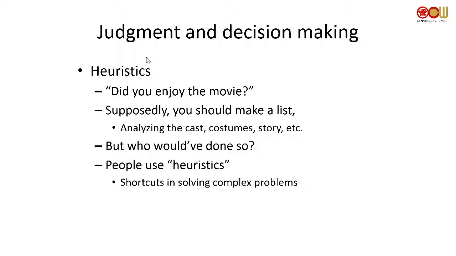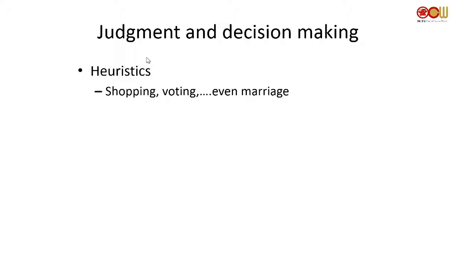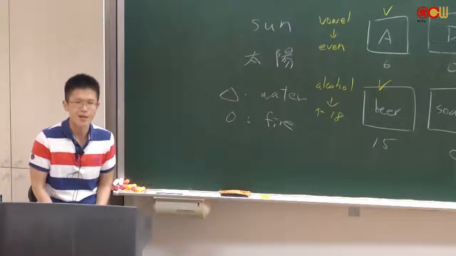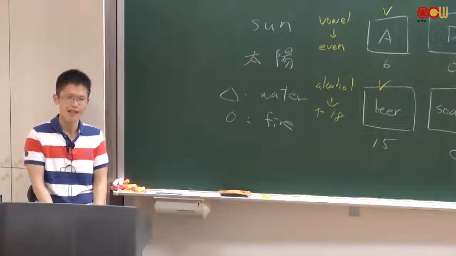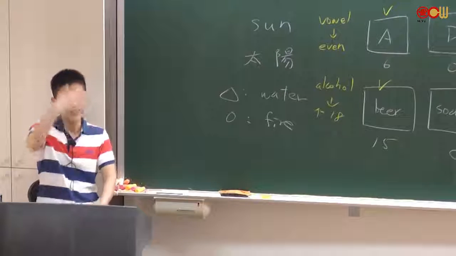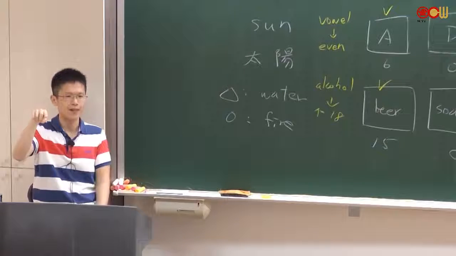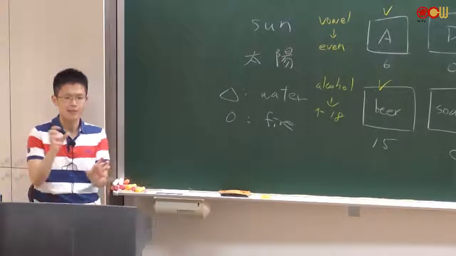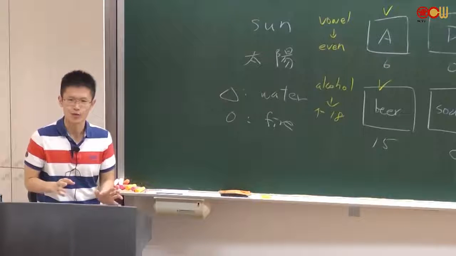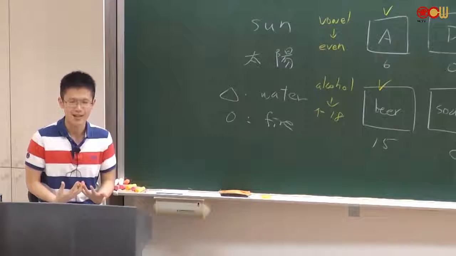So heuristics are shortcuts in solving complex problems. Not only for watching a movie, like when you are shopping and when you are voting, or even when you are choosing your partner to marry. And when you are making these decisions, supposedly, according to your academic training, you have to make a list. And it's like a checklist. And you are checking, tick this, tick that. Eventually, you compare A and B, which one has a higher score, and you make a final decision. That is something you have to do, supposedly, or in an academic setting.